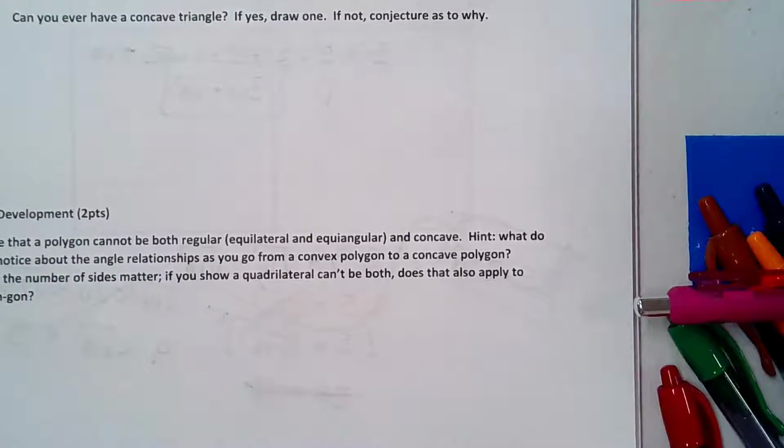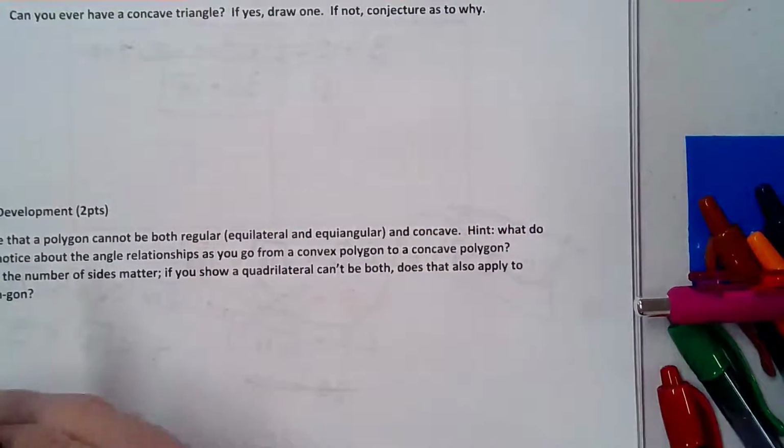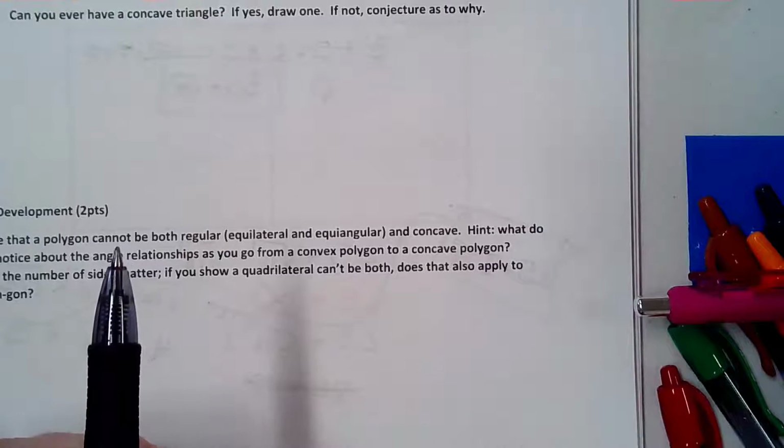Number 7. Concave triangle, true or false? Can we have one? No, why not? What does something have to be concave? I can do it with 4. I can do it with 3. No, I can't. I can do it with 4. What does something have to be concave?